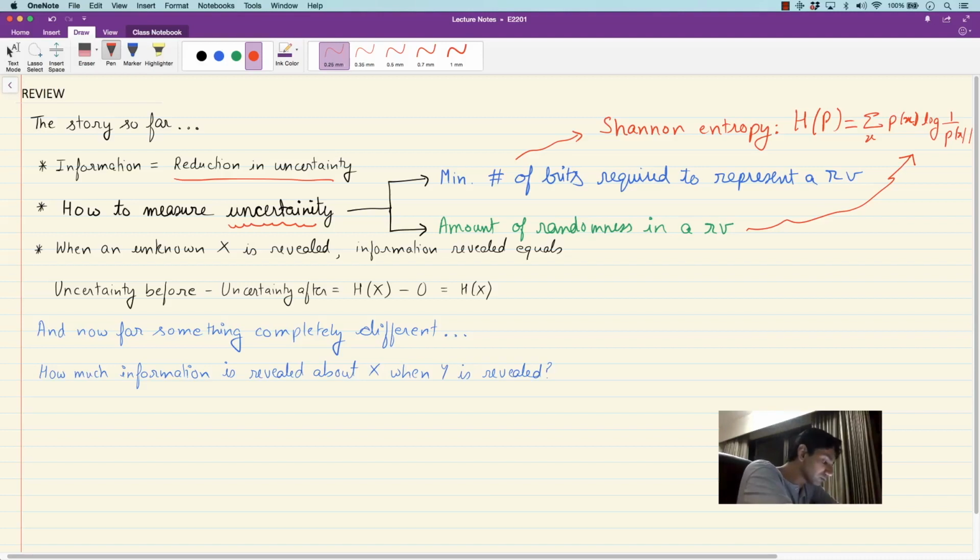So coming back to information revealed when you get to know an unknown X. Suppose you had a guess for a random variable, something like the temperature in the city, and that's some guess that you have in your mind. How would you have this guess? Well, most likely you have a probability distribution which you have formed. And that's your random variable.